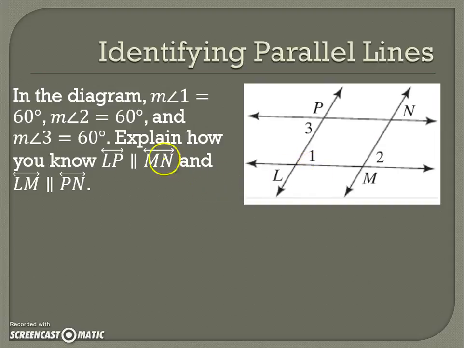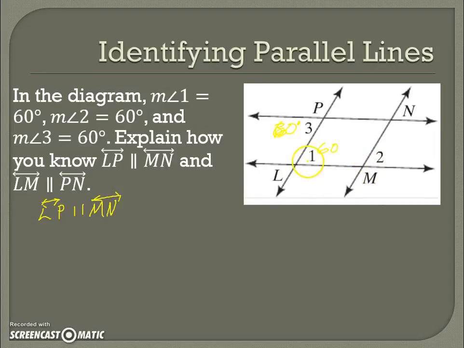All right, so let's take a look at this first one, LP and MN. I'm going to go ahead and just write in these angle measures. So angle 1 is 60 degrees. Angle 3 is 60 degrees. Whoops, that's a 30. So how do I know that LP is parallel to MN? So I'm looking at this and this. Well, how can I know that?